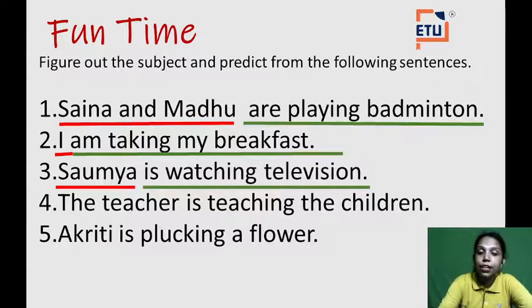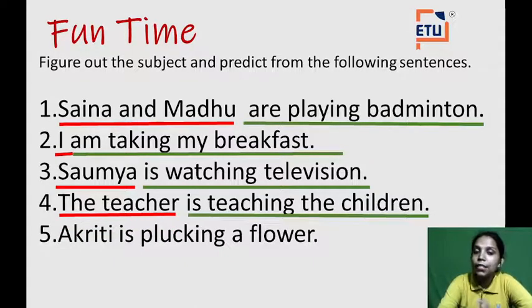The teacher is teaching the children. Who is teaching the children? The teacher. Now, to whom is the teacher teaching? To the children. So is teaching the children is the predicate. Akriti is plucking a flower. What is Akriti doing? The whole sentence is about what Akriti is doing. So Akriti becomes the subject, is plucking a flower is nothing but a predicate.